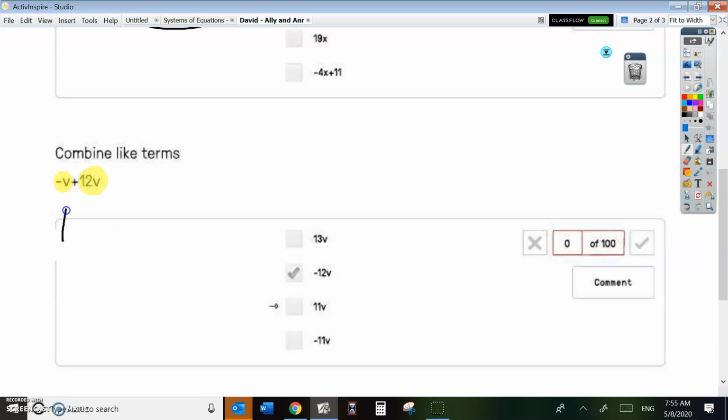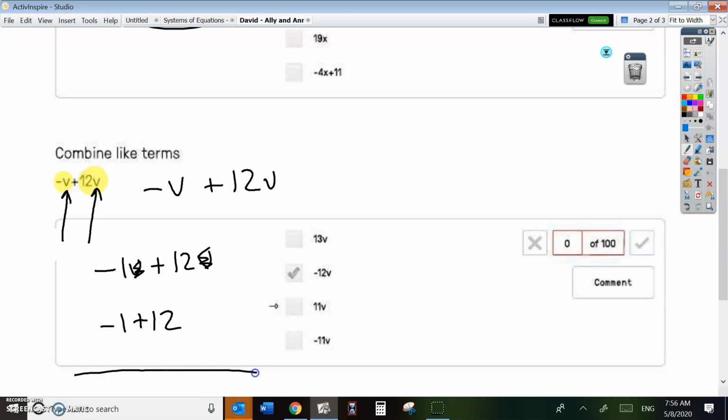For this problem, you can forget about v and you can forget about v here. But remember, minus v plus 12v is the same as minus 1v plus 12v. Now forget about the v, and put minus 1 and plus 12 together. A number line would look like this. Here's minus 1 and here's plus 12. So you come up here to 11. So it's positive 11v.